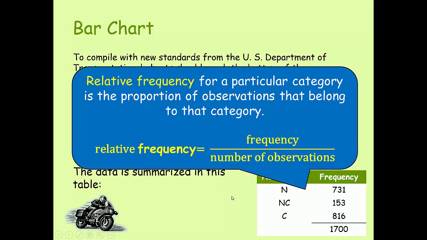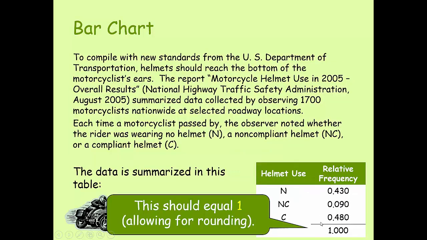A relative frequency for a particular category is the proportion. So in other words, the frequency over the total number of observations. So this first one would be 731 over 1,700. The next one would be 153 over 1,700. The next one would be 816 over 1,700. And I get decimals, and when I add these, I should get 1 because this is the decimal of 100%. Sometimes due to rounding, you might get like 0.99999, okay? And typically what you do is you round each one of these, so your rounding does become 1.